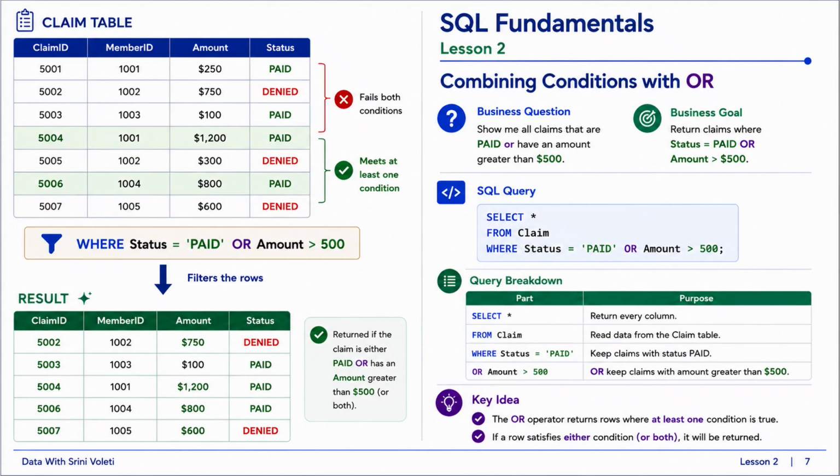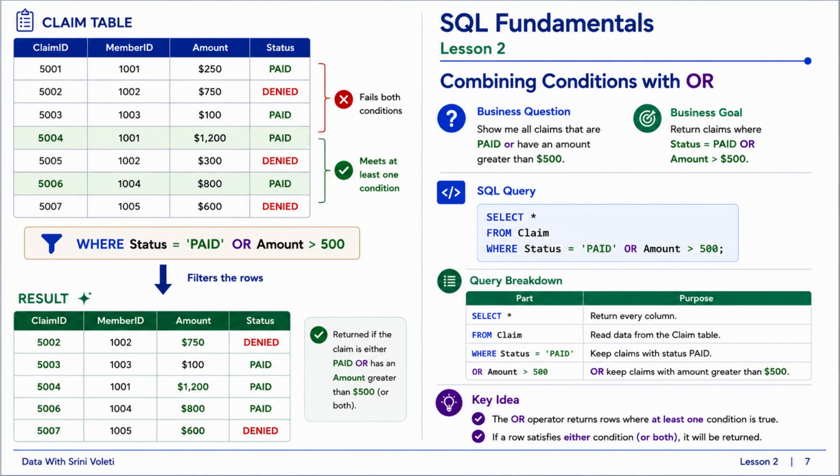The OR operator tells SQL that either condition is enough. A row does not have to satisfy both conditions. Meeting just one of them is sufficient to be included in the result. The query breakdown on the slide summarizes each part of the statement.